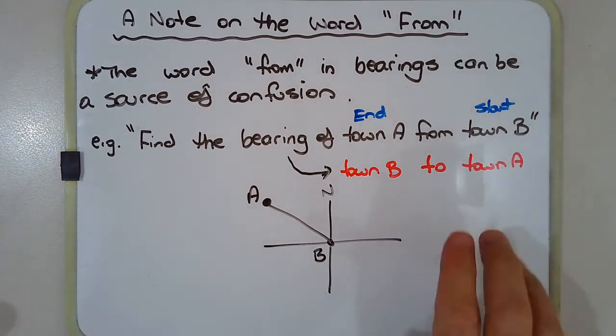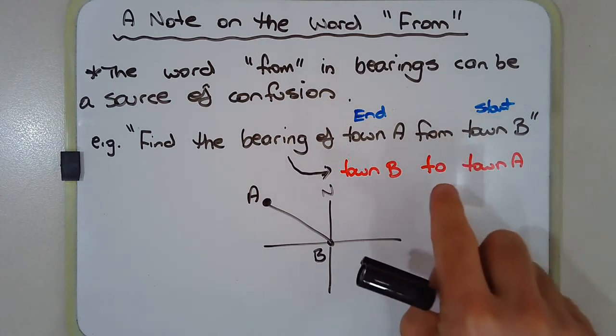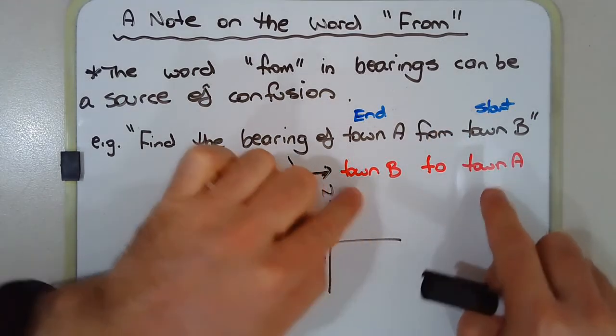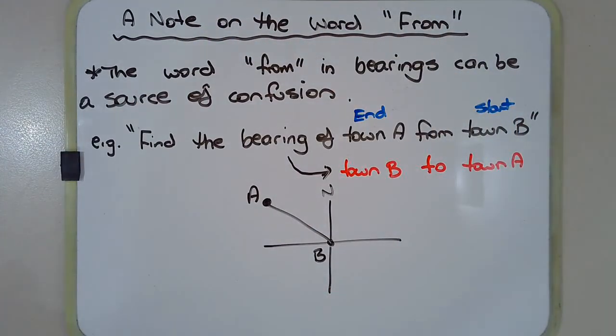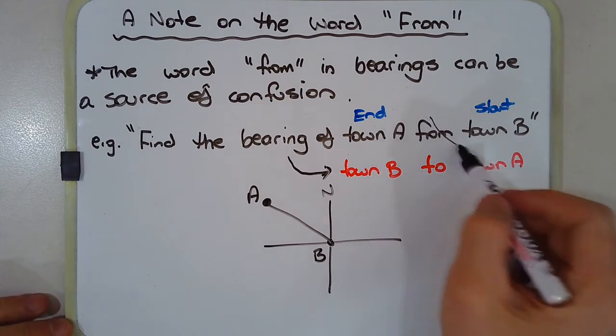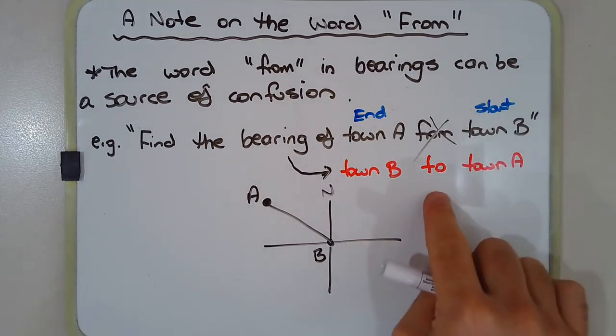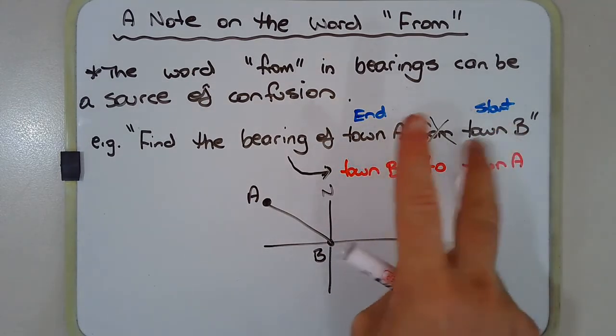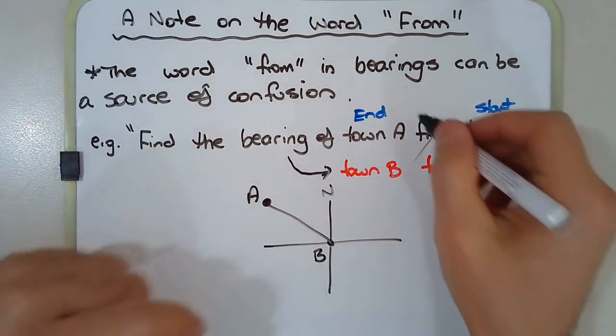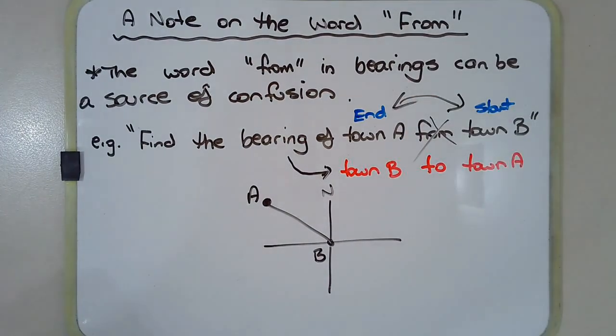But if you can change the word "from" to the word "to", just remember to change these two locations around. If you feel that helps you to understand the question better, then by all means do so. Get rid of the word "from", change it to the word "to", and the two locations that are on either side of the word "from", basically just swap them around. Then it might make a bit more sense.